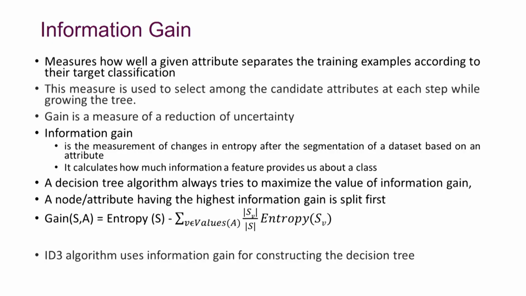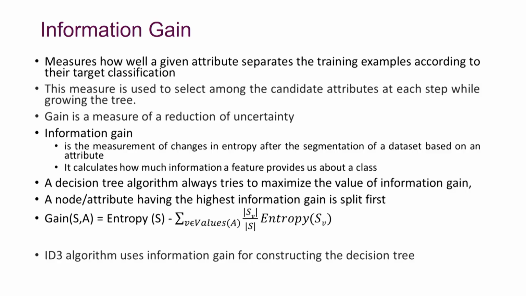Suppose attribute A is age. In that case, if there are 3 values in A, and these values are young age, middle age and old age.